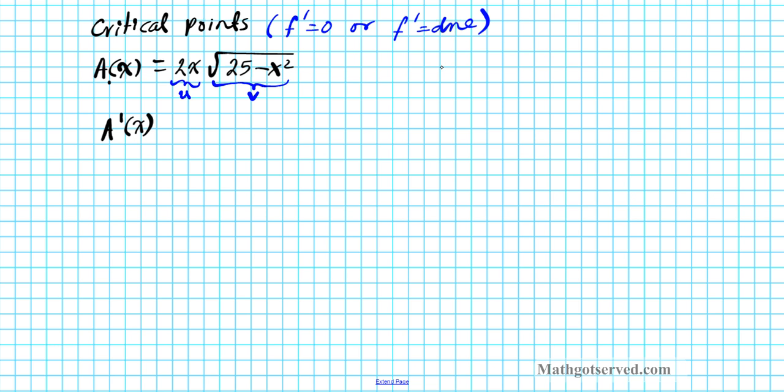So if you have the product of two functions, how do you find the derivative? You use the product rule, okay? So it's v u prime plus u v prime. Okay, so let's go ahead and apply that here.